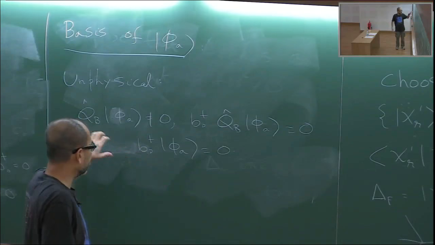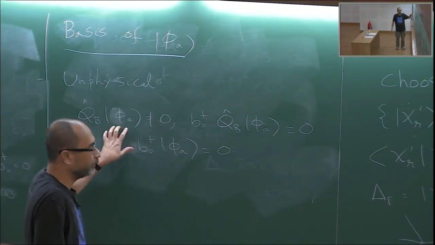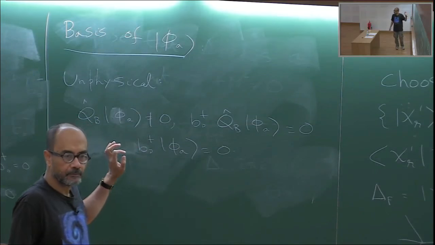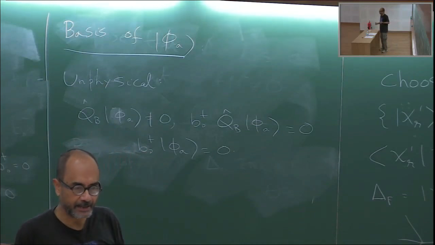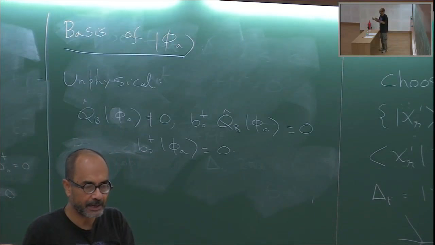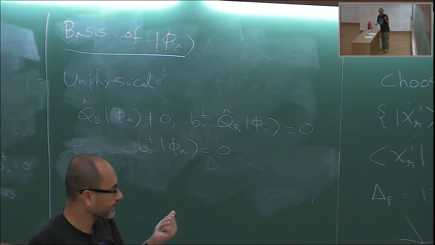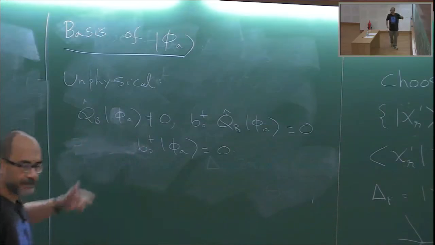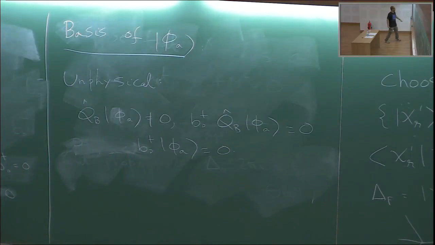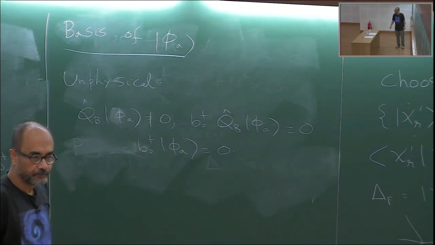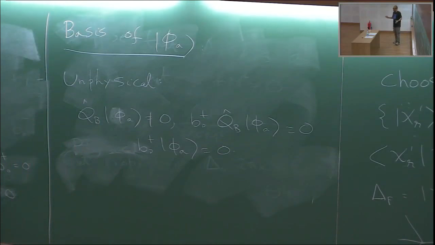Now I am saying that let these be satisfied, but let QB hat phi A not be 0. That's what we will call an unphysical state, because it's not annihilated by QB hat. As we have seen, the physical states are the ones which are annihilated by QB hat. These are not. So if any of these states start contributing in delta 0, then you are in trouble, because that means the propagating state has these unphysical states propagating, which are not physical. So you have to ensure that these states cancel.